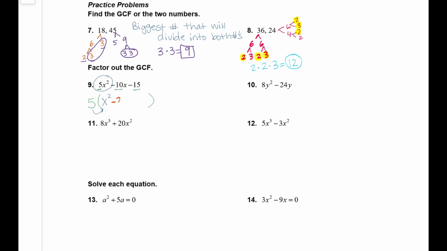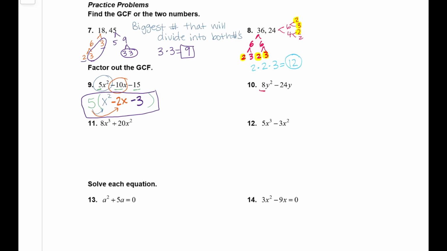On the second one, we're looking for a number that multiplies to give us a -10. 5 times -2 gives us -10, but we need an x, so we have -10x. 5 times -3 gives us -15. So this would be the factored form of 5x squared minus 10x minus 15.